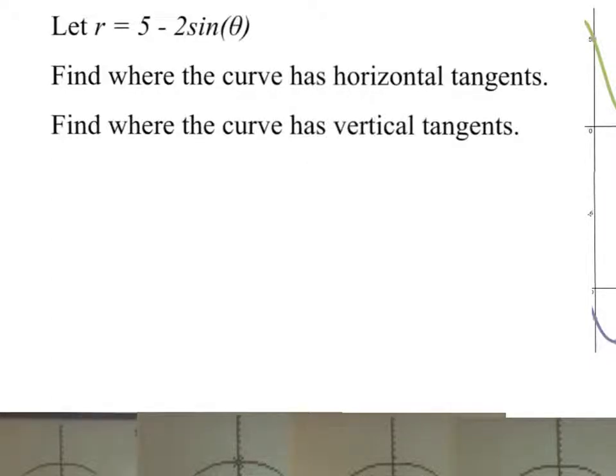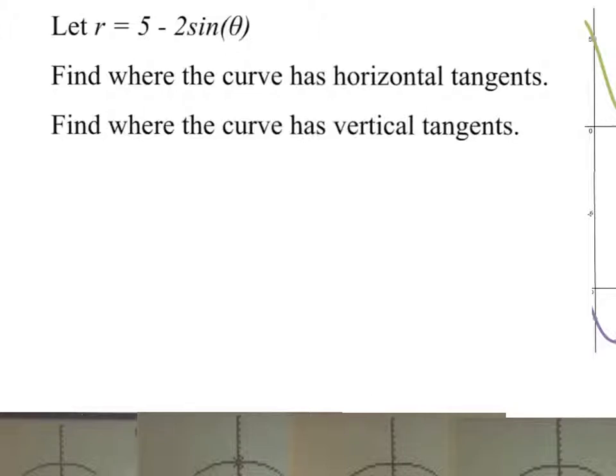In this video, we want to talk about some polar review and thinking about finding some things out about the graph and also talking a little bit of area. So first of all, I say let r equal 5 minus 2 sine theta, and I'm going to find where the curve has horizontal and vertical tangents.